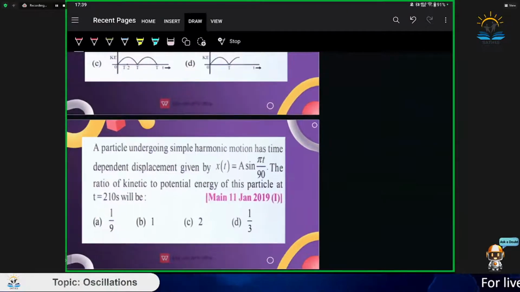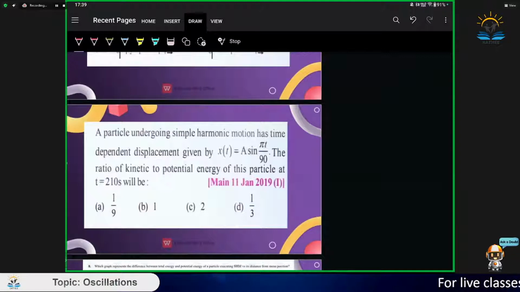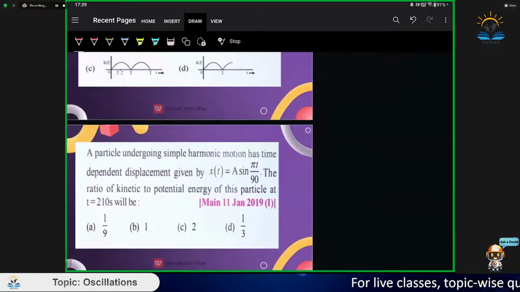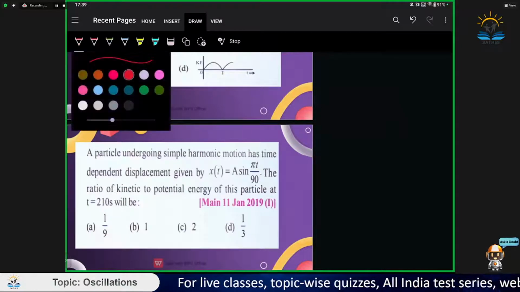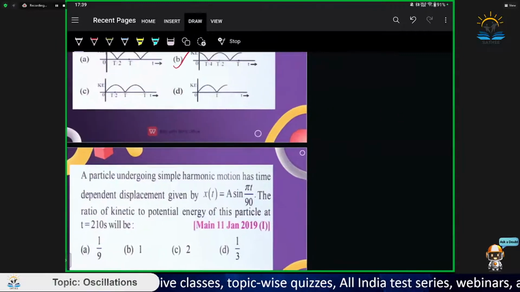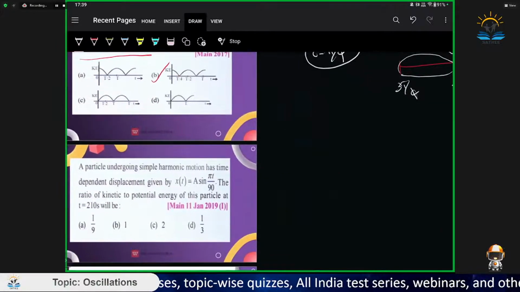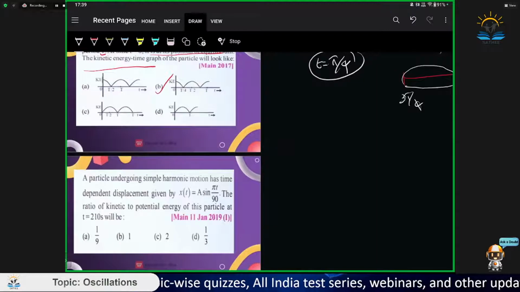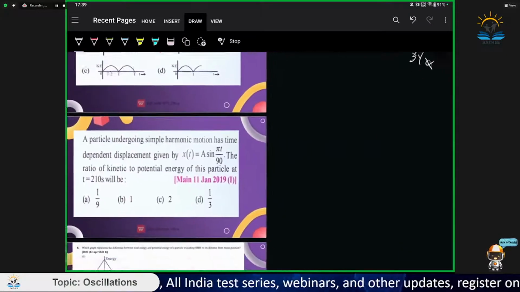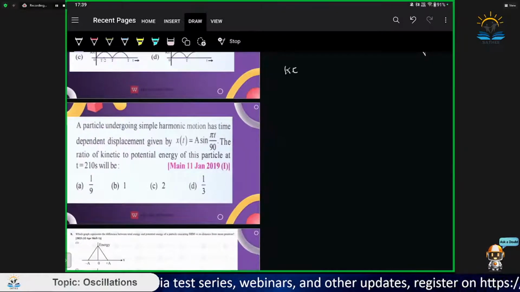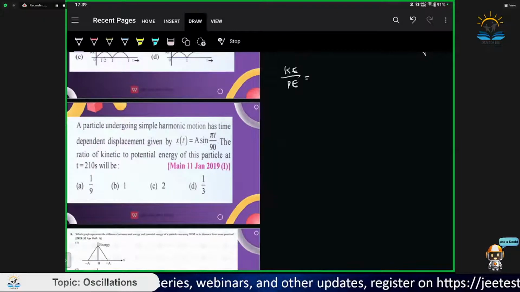Okay, this is the next question. A particle undergoing simple harmonic motion has time-dependent displacement given by x is equal to a sine pi t by 90. The ratio of kinetic energy to potential energy of this particle. Before that, you have to find out the ratio of kinetic energy divided by potential energy, right?